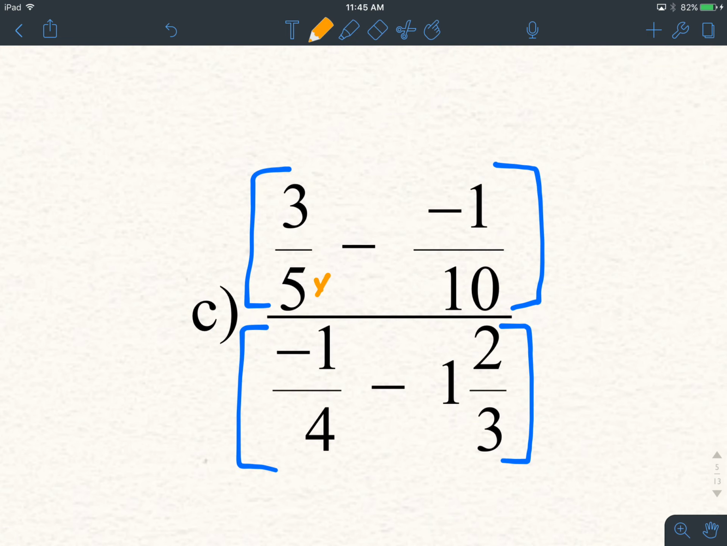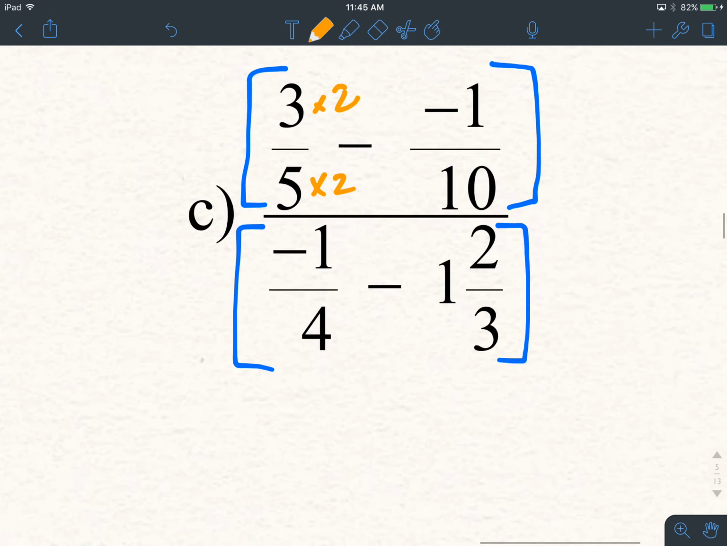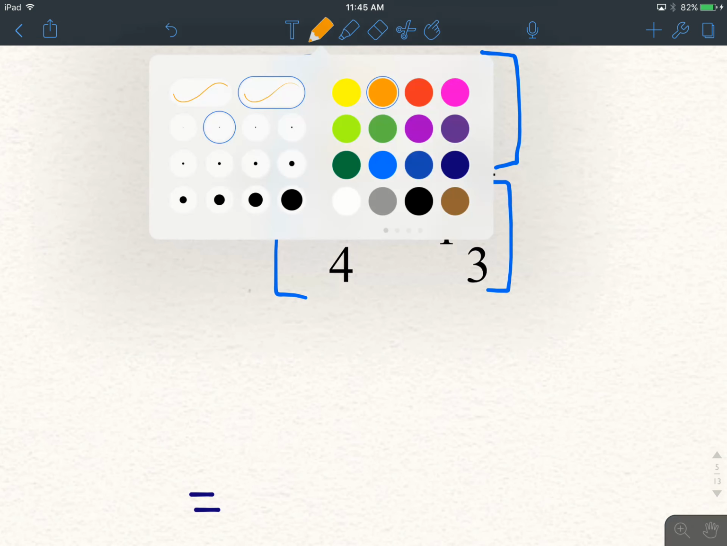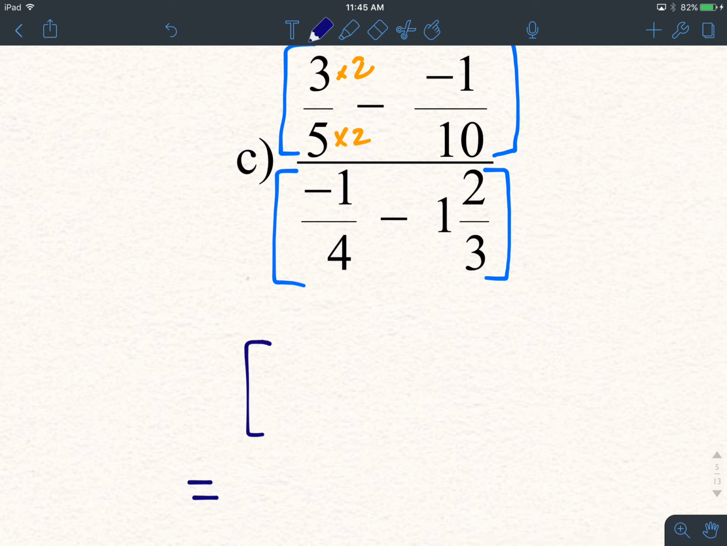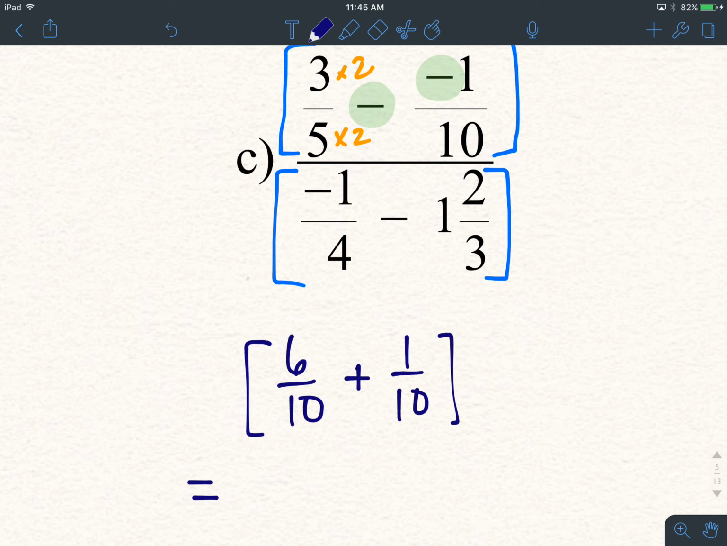If I multiply both the numerator and the denominator of my first fraction by 2, that will get me where I need to go. So I will rewrite this now as 3 times 2 is 6, and 5 times 2 is 10, minus, now we are subtracting -1. So if we're subtracting a negative, that's going to be a positive. Again, this is simplifying signs. We're going to add that to 1 over 10.